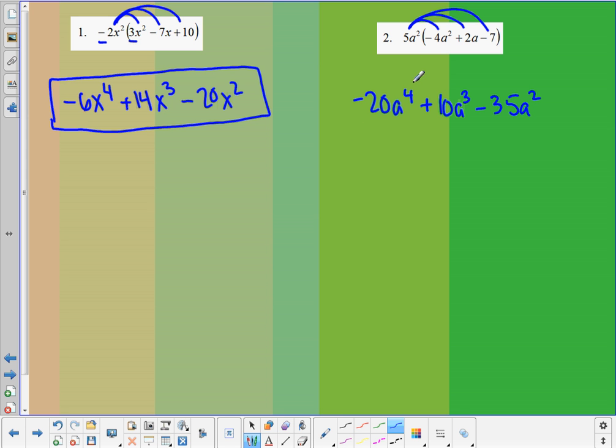Again, I'm in standard form because my exponents go 4, 3, 2, they decrease, and I have no like terms to combine, so that's my most simplified answer.